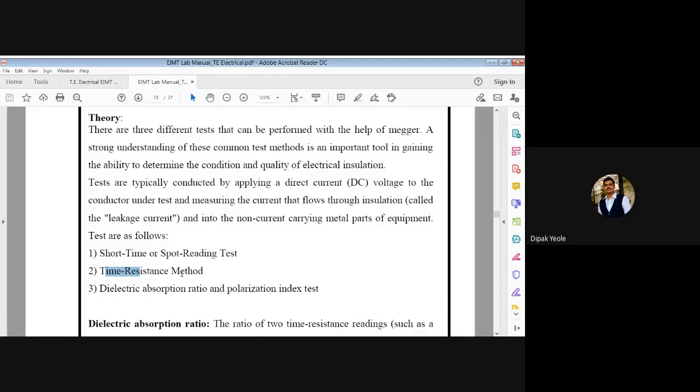So that is nothing but what can be done with the help of Megger. And this dielectric absorption is also a time resistance method, but here the time is fixed. 30 seconds, 1 minute, 10 minutes to 1 minute, a fixed time. Yes, so these three tests we can use with the help of Megger.